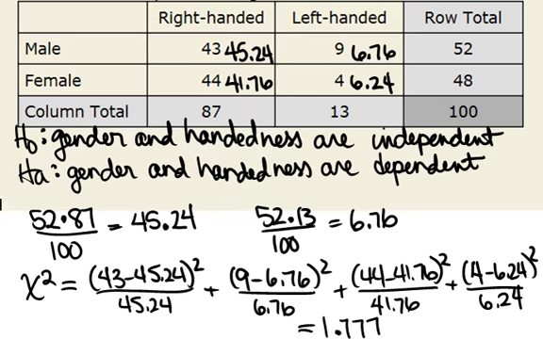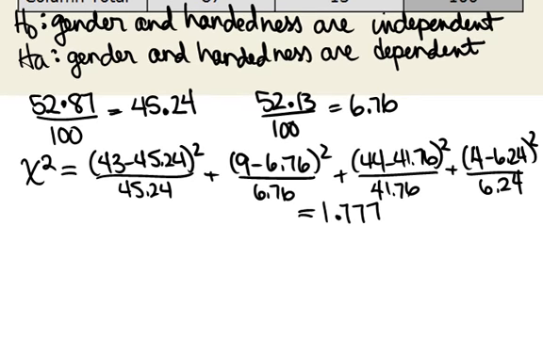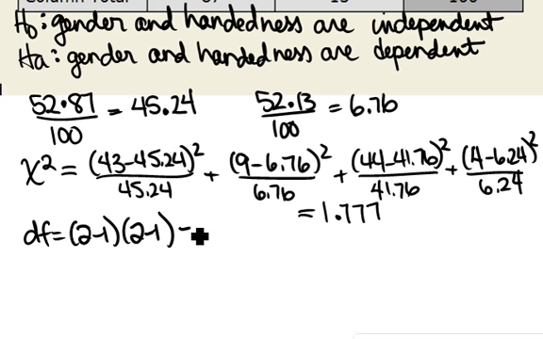Degrees of freedom is the number of rows minus 1 times the number of columns minus 1. We have 2 rows and 2 columns, so 2 minus 1 times 2 minus 1 gives us 1 times 1, for degrees of freedom of 1.